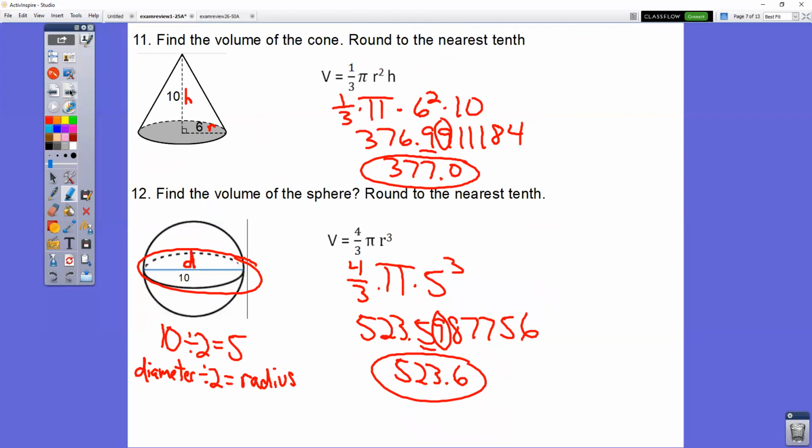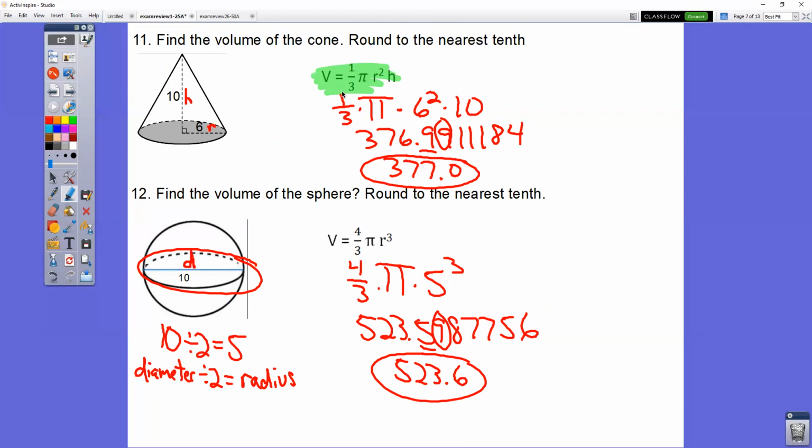Then we move on to the volume chapter. In the volume chapter, notice that I gave you the formula. It says find the volume of the cone. Notice that I gave you the formula. Will I be giving you the formula on the final exam? Yes. All right. Everything that's on here is exactly like the final exam, not trying to trick you whatsoever.